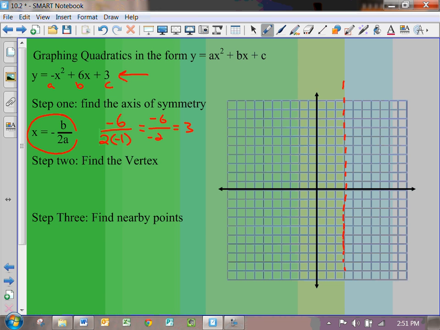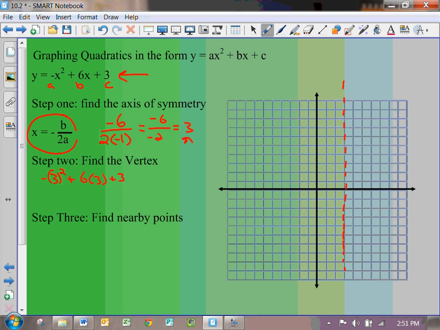So the next piece is finding your vertex. So we're going to take our axis of symmetry, our x value, and plug it in. So negative 3 squared plus 6 times 3 plus 3. All right. One thing I want to make sure you notice is that this 3 and the negative are not together. So it isn't negative 3 times negative 3. It is 3 squared, and then it's negative.